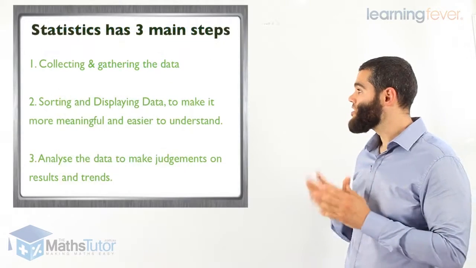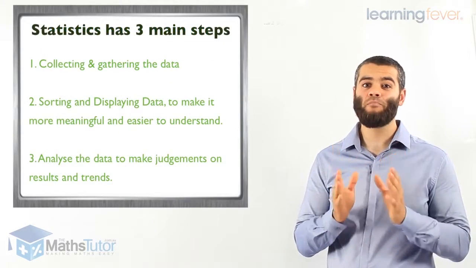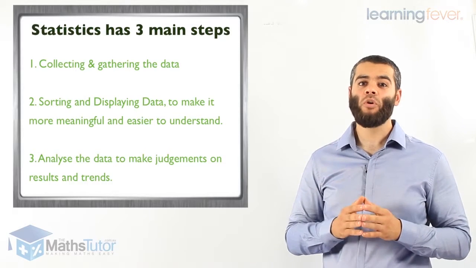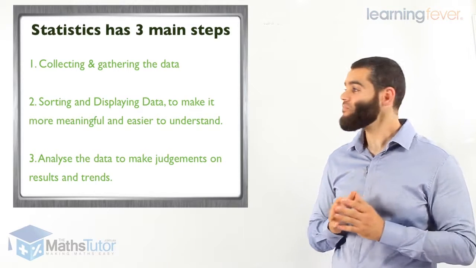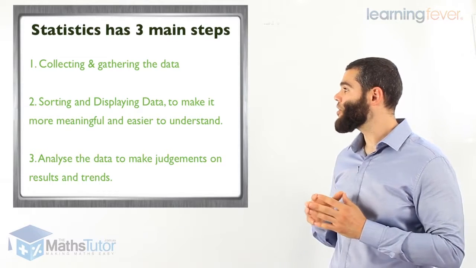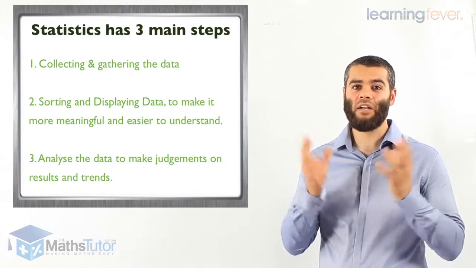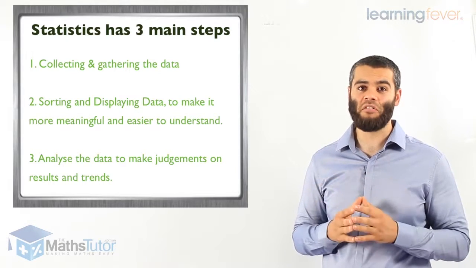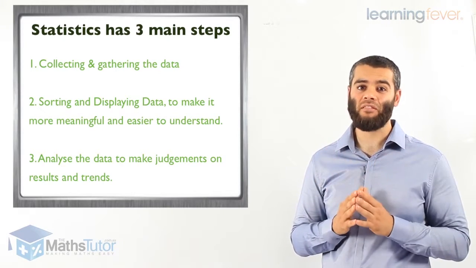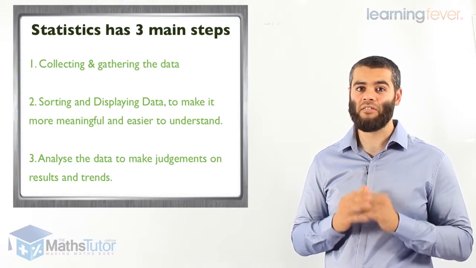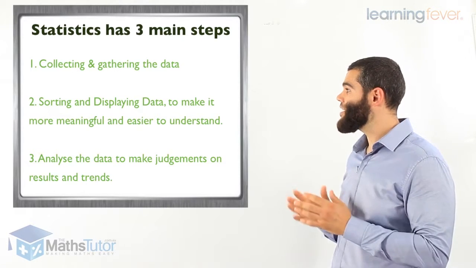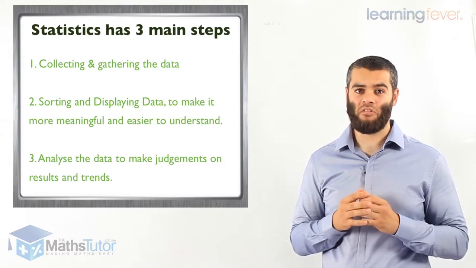Okay, so statistics has 3 main steps, and today we're going to be looking at step 1. In statistics, the 3 main steps are: first, collecting and gathering the data, collecting the information from the students. In this example, we're going to be using the canteen and the drinks in the canteen. So, collecting and gathering the data from the students.